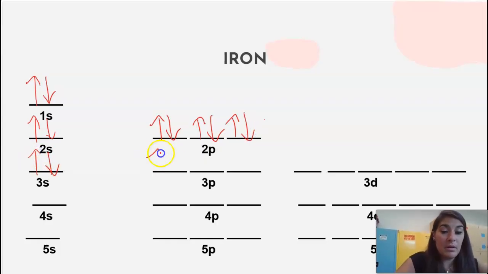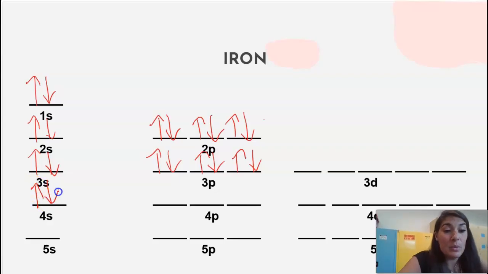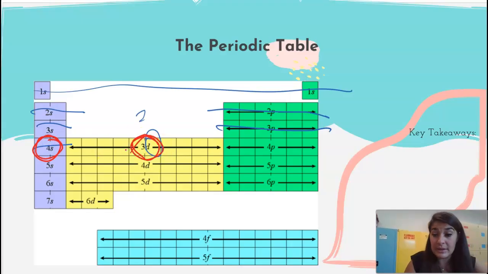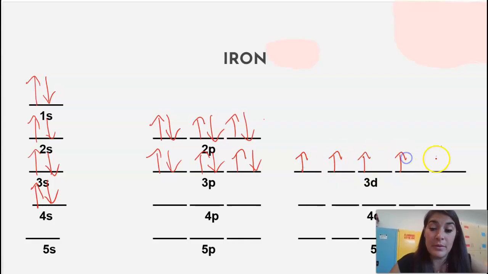3s, 3p. Now, notice 3d is on this line, but we are not doing 3d. We are doing 4s first, because again, we follow that order of the periodic table. Okay, 4s happens before 3d. Okay, so after 4s, we said that it ended in 3d6. So 1, 2, 3, 4, 5, and 6.